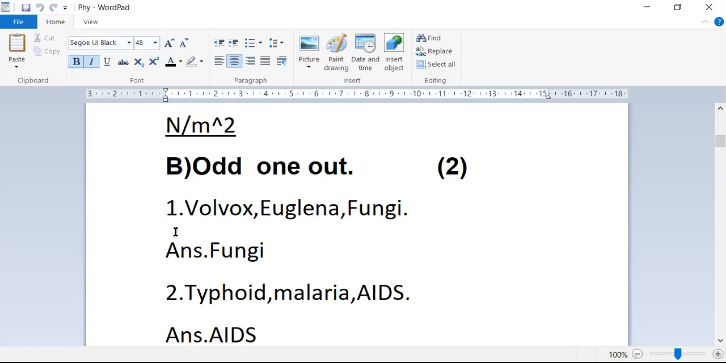For example, question number 1B, odd one out. 1 is Volvox, Euglena, fungi. The answer here is fungi. So write down fungi. You don't have to clarify your answer here. Let us move ahead to question number 1C.